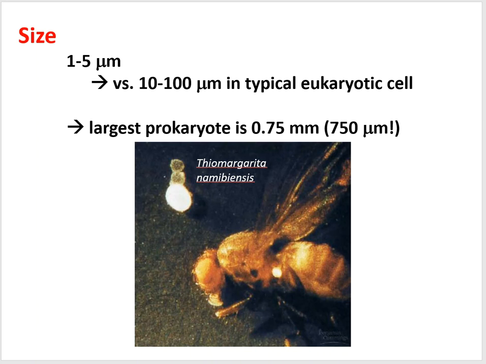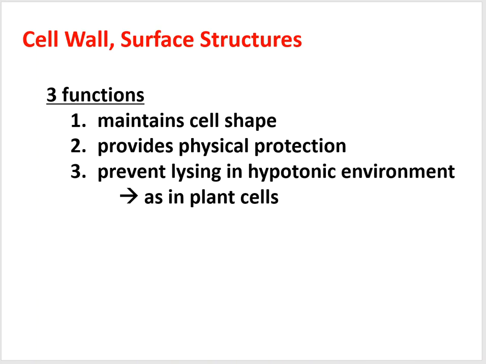Now, with that, Thiomargarita may not live in colonies, although it might. I'm not sure. Okay, cell walls, surface structures of prokaryotic cells. Three things that they do. Some of these, actually... Oh, there we go.